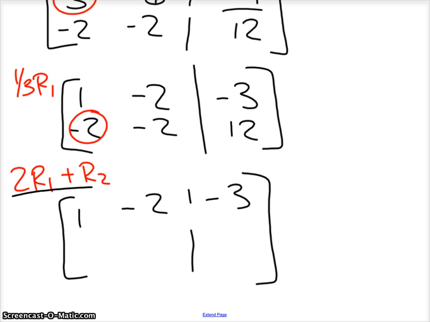Now we're going to apply our rule here to our old matrix. So 2 times 1 is just going to be 2, plus -2 is 0. 2 times -2 is a -4, plus -2 is going to be -6. And then 2 times -3 is a -6, plus 12 is a +6.